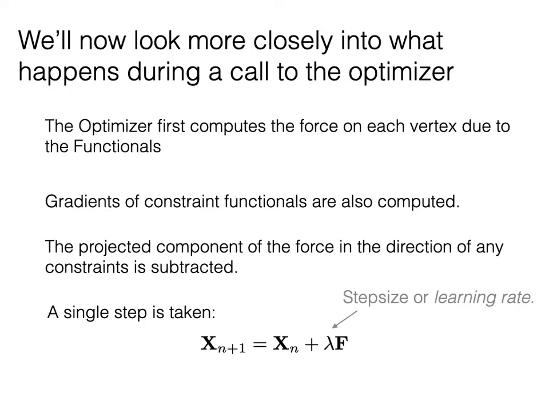It then projects the component of force in the direction of any constraints to prevent violating the constraints to linear order, and then takes a single step. So here the vertex positions are updated based on some kind of step size or learning rate. And after this sequence, the solution is reprojected onto constraints. There are many different algorithms for optimization. This is perhaps the most basic one you can imagine, and we'll look at these in further videos.